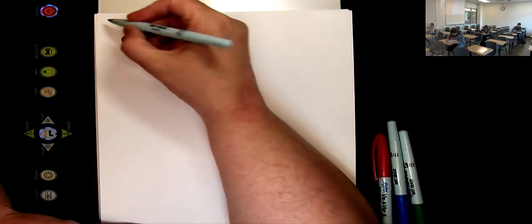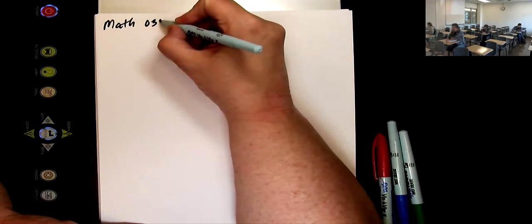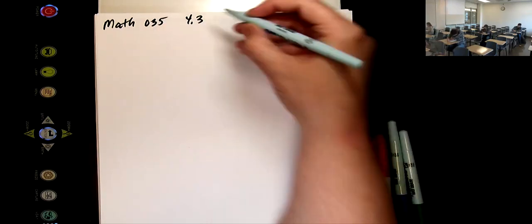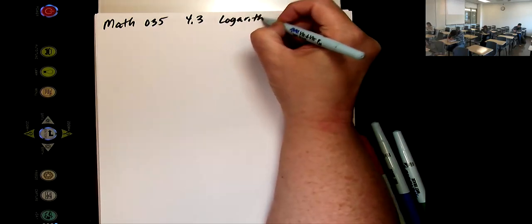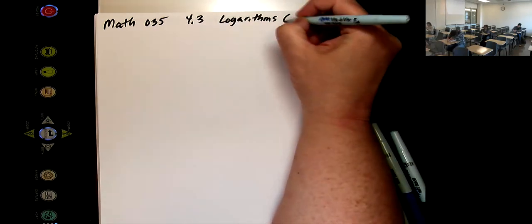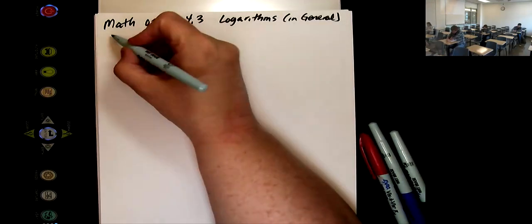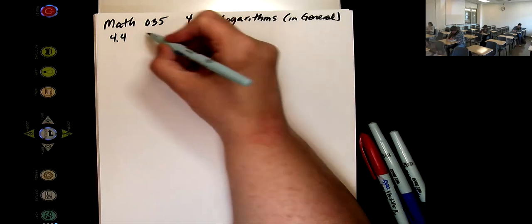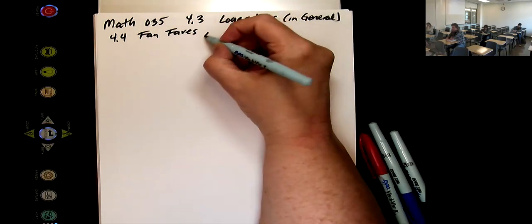All right, we're doing 4.3 and 4.4 today. 4.3 is on logarithms in general. And in 4.4, we're gonna go to the fan favorites of logarithms and the change of base formula.